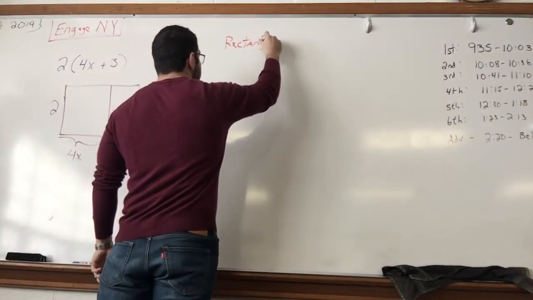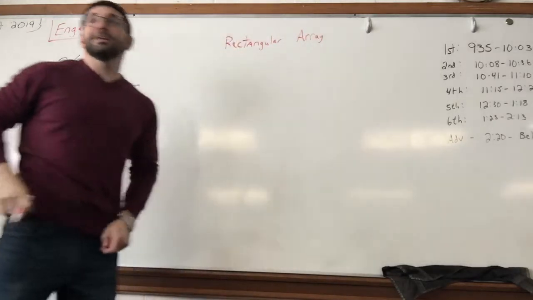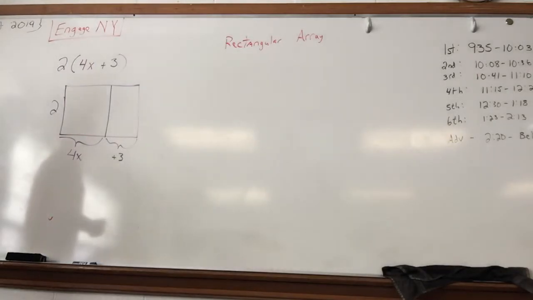Okay, so first off, I walked around. Most of you have this done perfectly, but a rectangular array is another way of showing the distributive property.